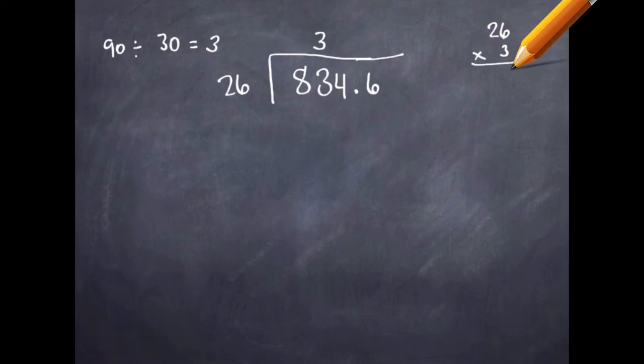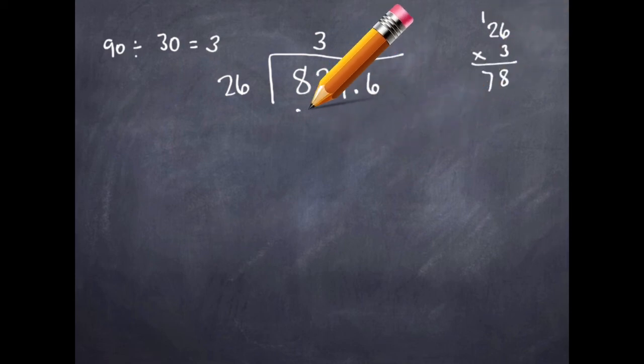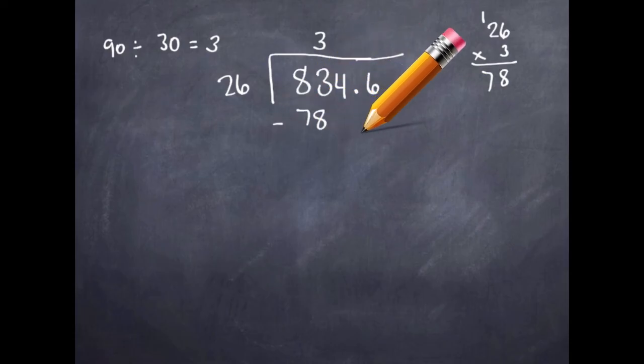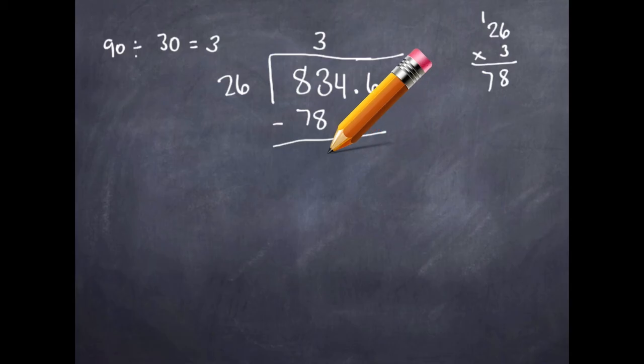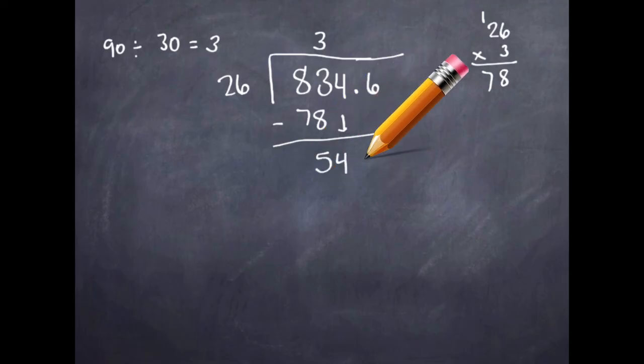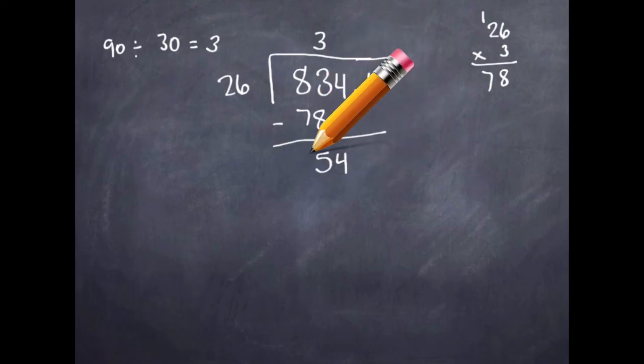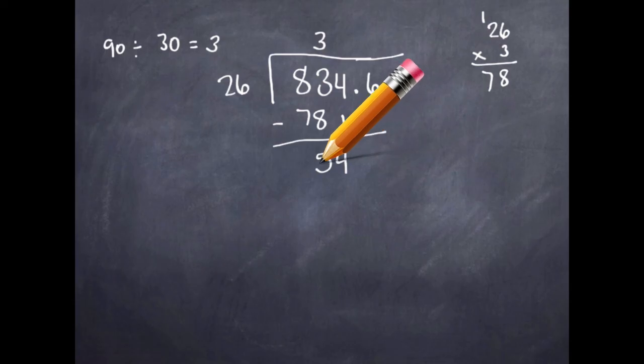3 times 6 is 18. 3 times 2 is 6, plus 1 more is 7. So 78. All right, that was good. I'm going to go ahead and subtract now. So 78, 79, 80, 81, 82, 83. That would give me 5. Then I can now bring down this 4, because now I have 54 ones left, right? I had those 5 tens and then 4 ones, so that's 54 ones.